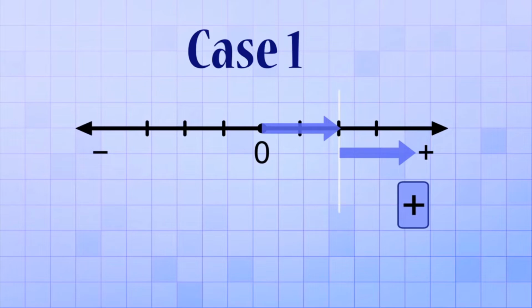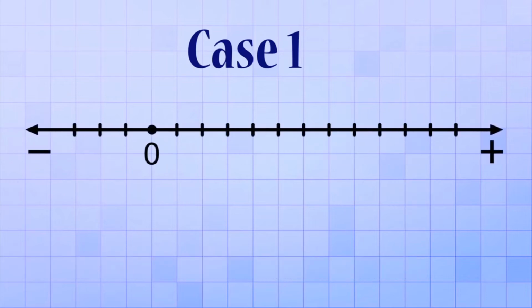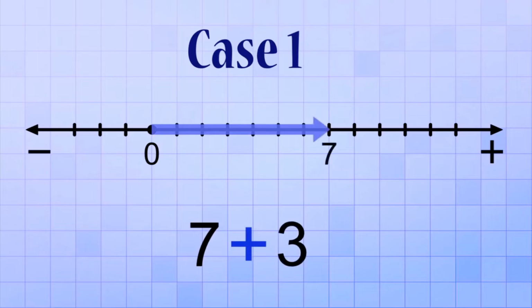The good news is that you already know how to do that. That's just what regular addition is. For example, when you have the problem 7 plus 3, you're starting with positive 7, and you're making it more positive by adding positive 3 to it to get the answer of positive 10.